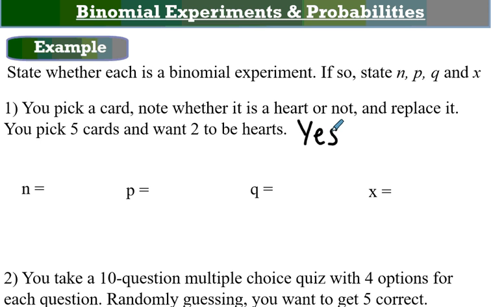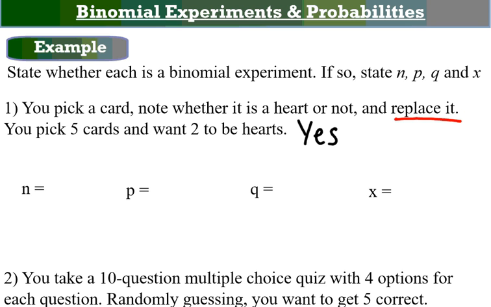And because we are replacing, and that was key, because we're replacing the cards after looking at it, the probability of getting a heart for each draw is the same. It's 25%. So because we're replacing it, the probability of success never changes, and we have a binomial experiment. Binomial because we have only 2 things occurring, either a heart or not a heart.